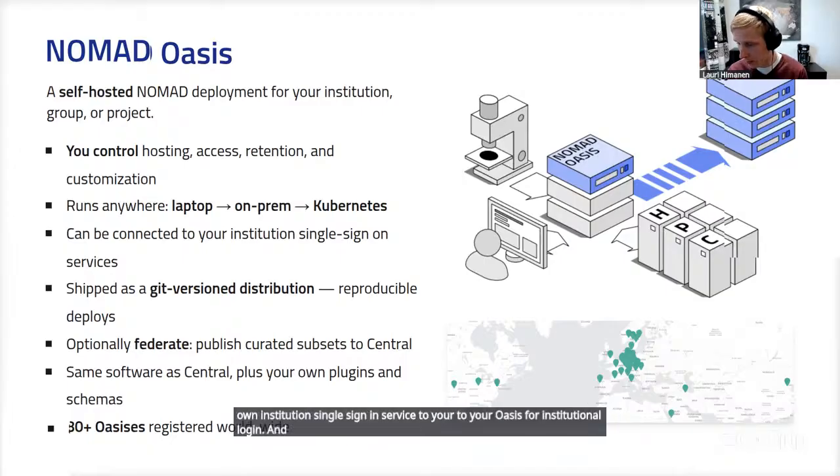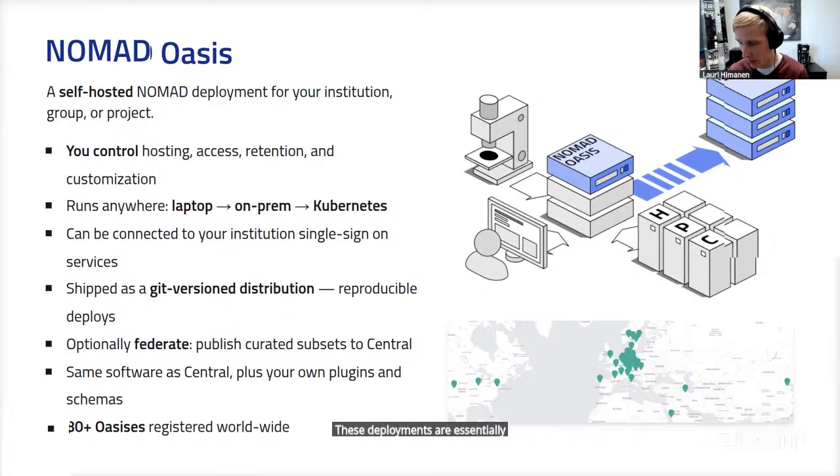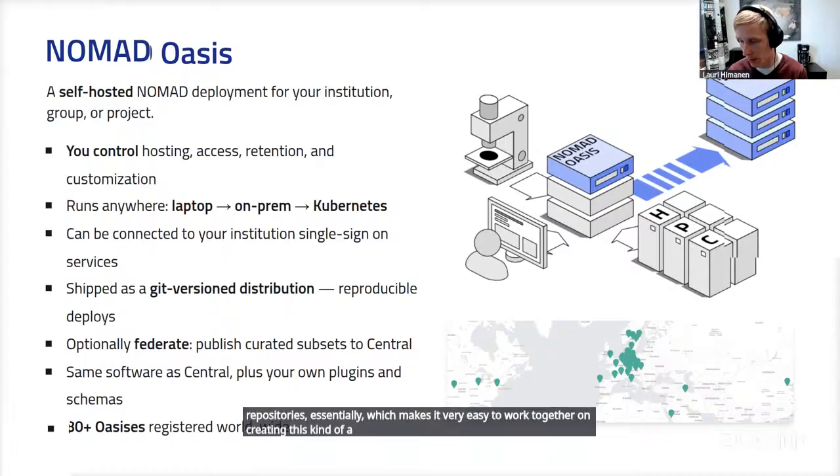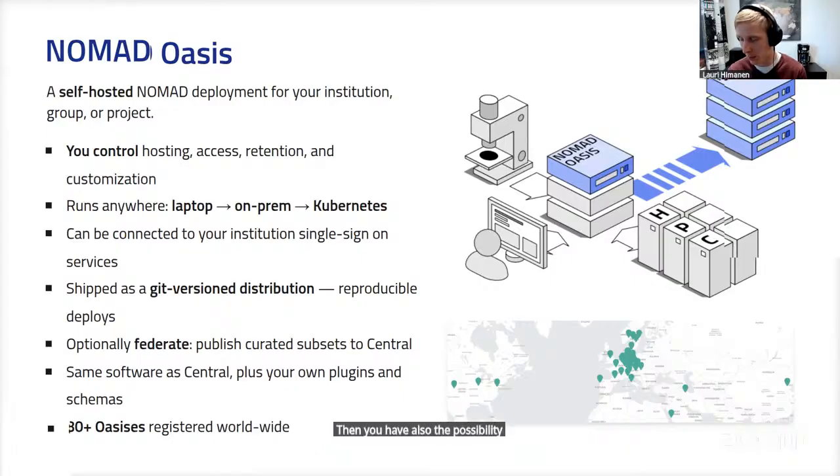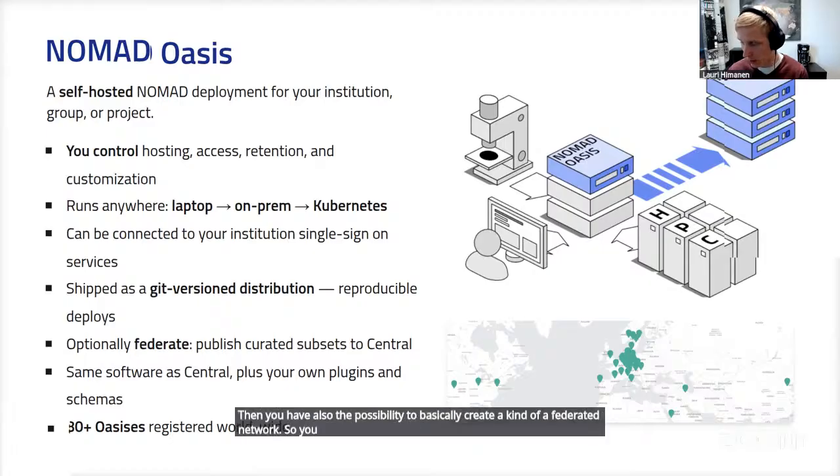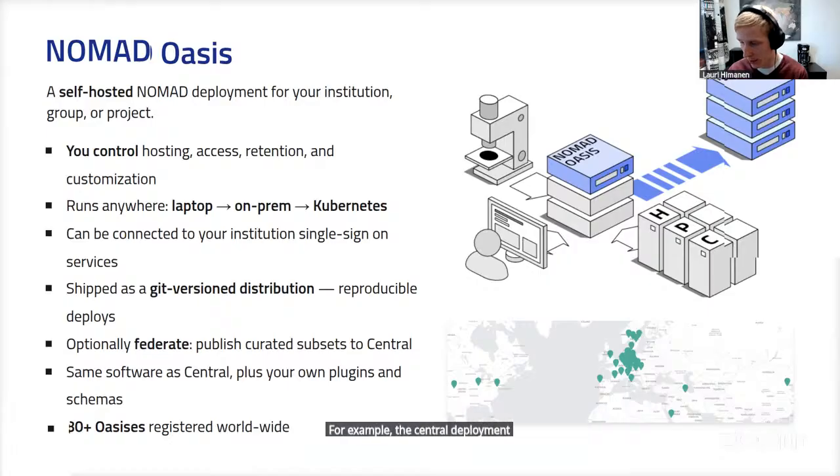And these deployments are essentially shipped as Git versioned repositories, which makes it very easy to work together on creating this kind of deployment, and you can create very easily reproducible deployments as well. Then you also have the possibility to create a kind of federated network. So you may connect multiple Oases together and push data from them into, for example, the central deployment as well. So there's this federation aspect to this as well.